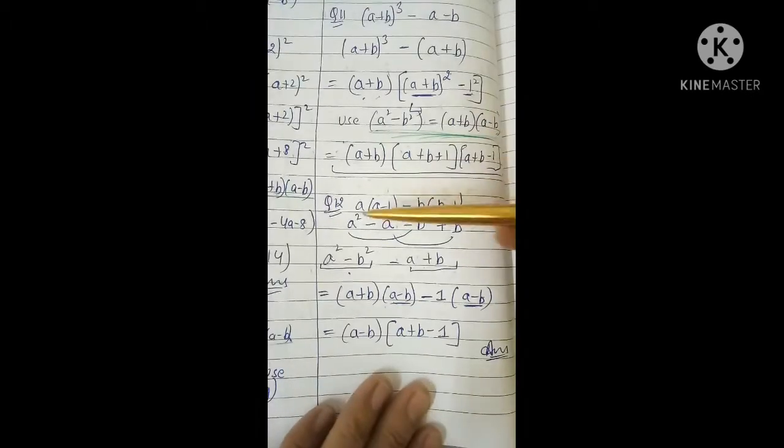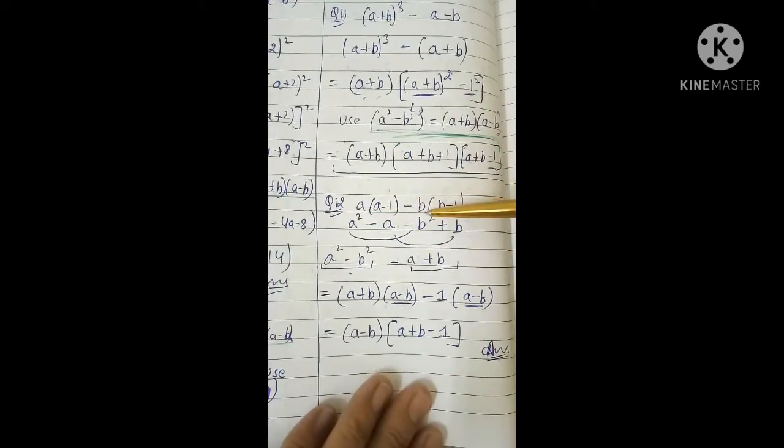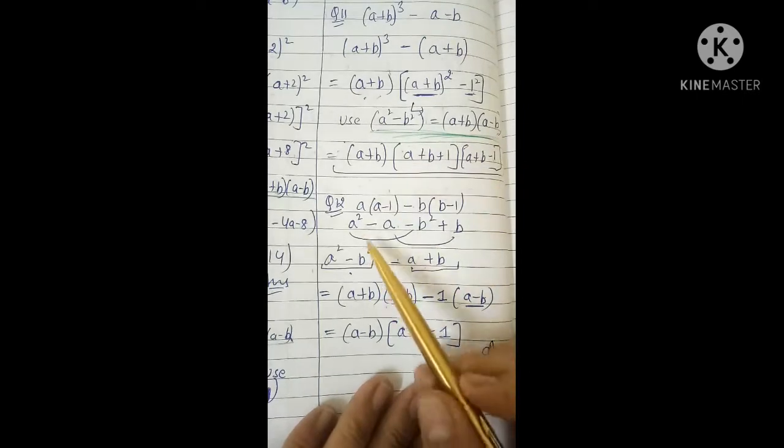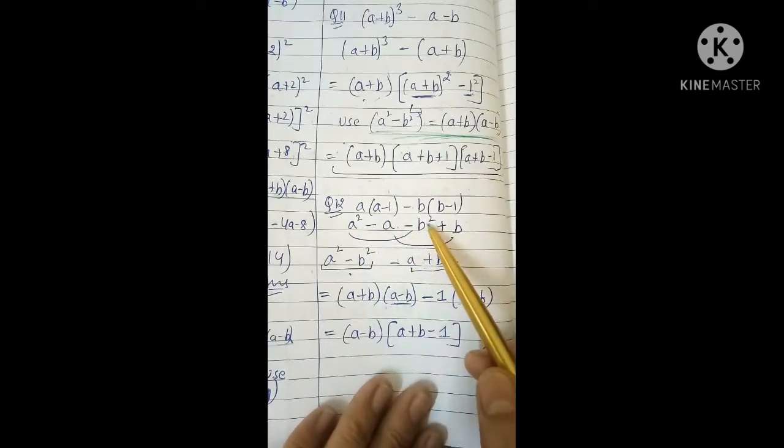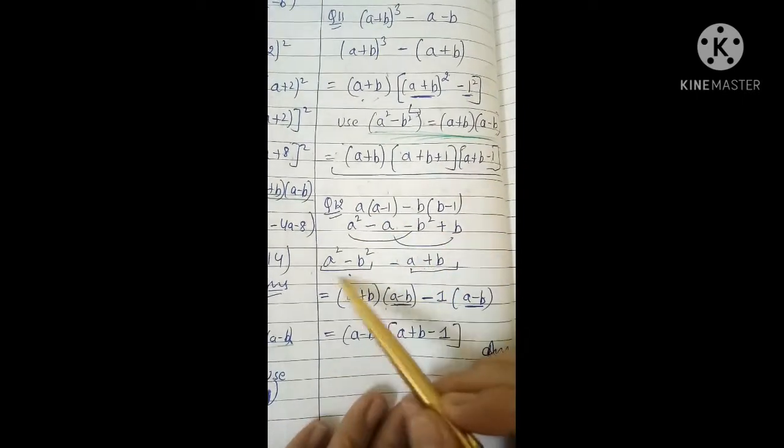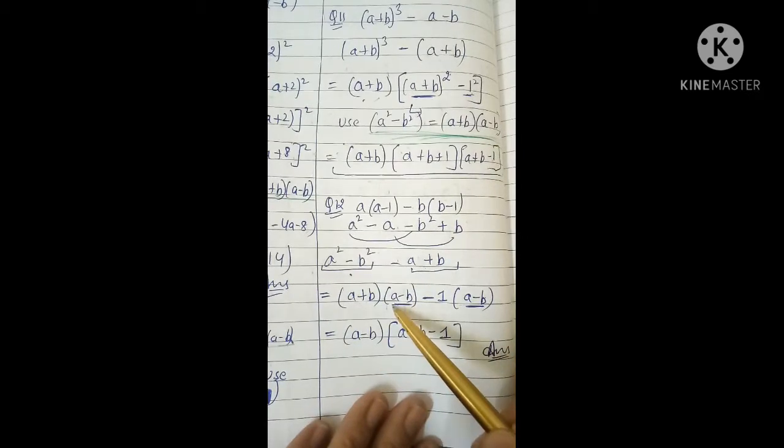Okay. Then 12th sum, a into a minus 1 minus b into b minus 1. Then here first and third you take, second and fourth. We can apply again a plus b, a minus b.